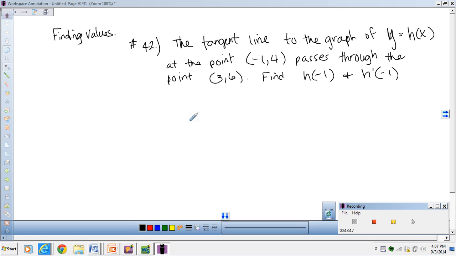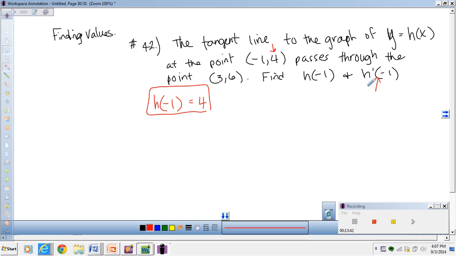Here's an example from the homework. The tangent line to the graph of y equals h of x at the point -1, 4 passes through the point 3, 6. Find h of -1 and h prime of -1, so the derivative at -1. So h of -1 is easy. Go back to the point. What's the output? 4. Done with that.